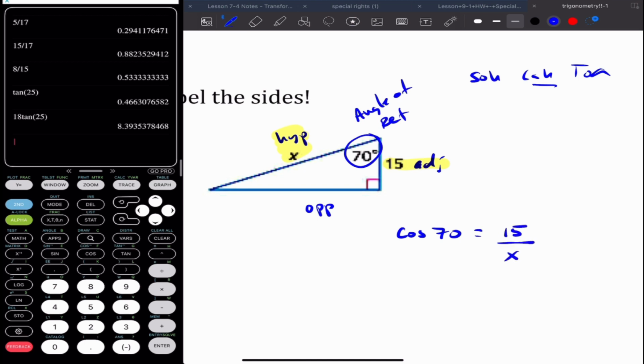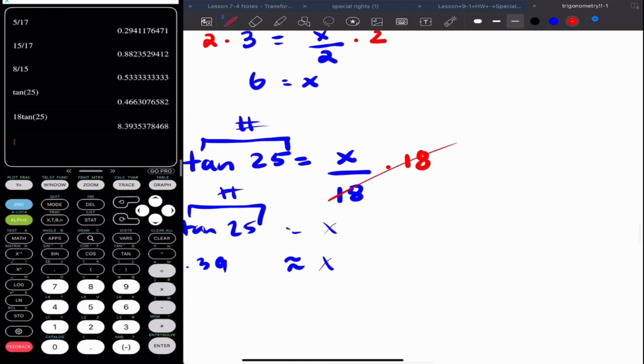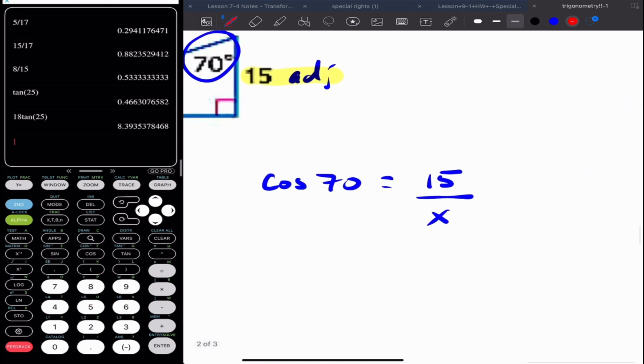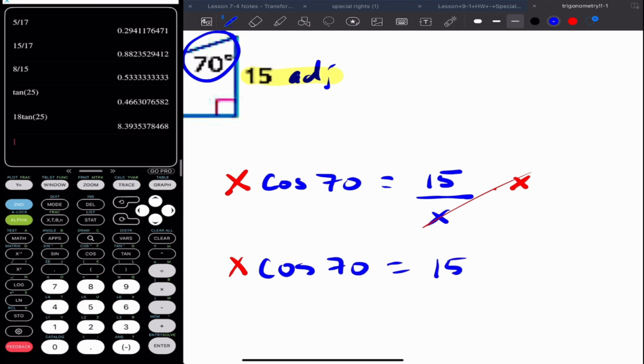So 15 over x. Okay, so how do I get x by itself? Well, just like what we did before, we multiply whatever appears in the denominator, on both sides, by the way. So we multiply both sides by x, just so we can get x by itself. We're going to do the same thing. It's just going to be a little weird here. We're going to multiply both sides by x. Okay? So now look at this. The x's will go away, so we have x cosine of 70 is equal to 15, right?